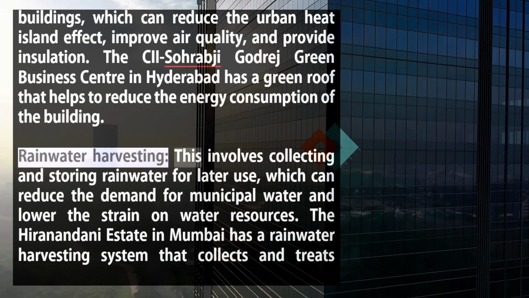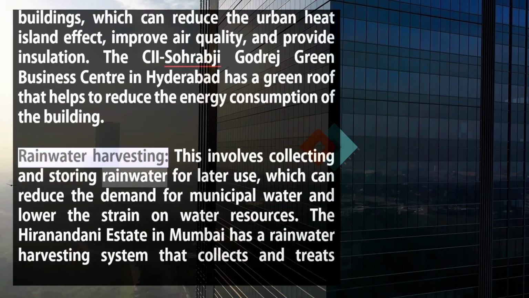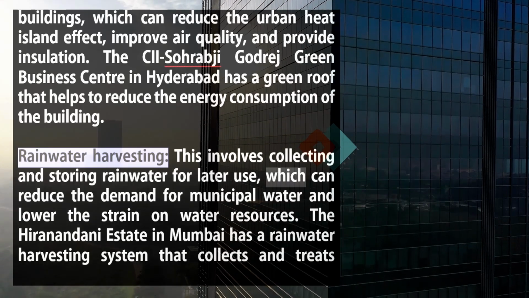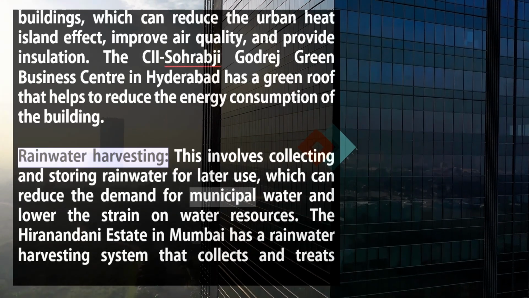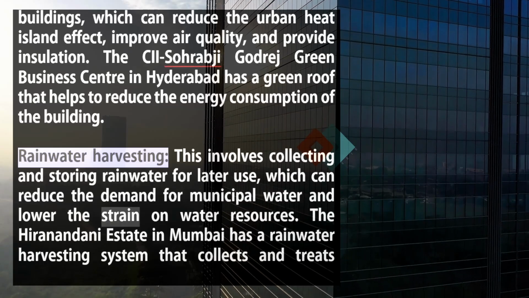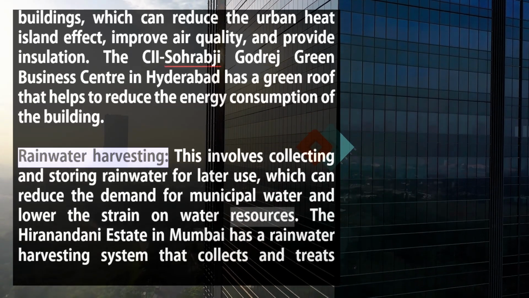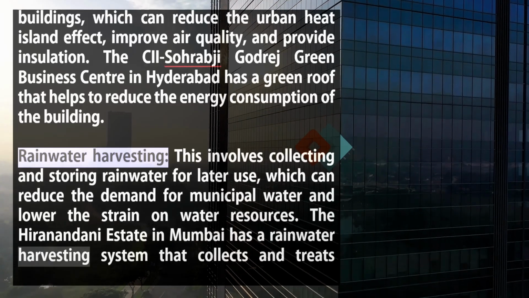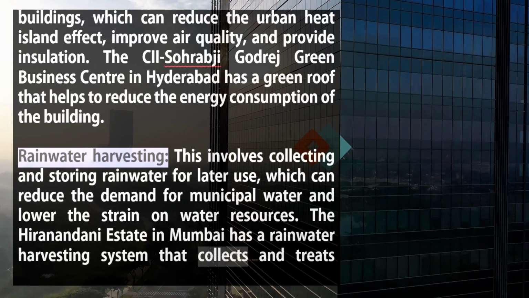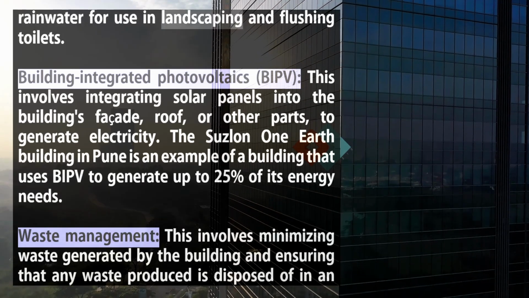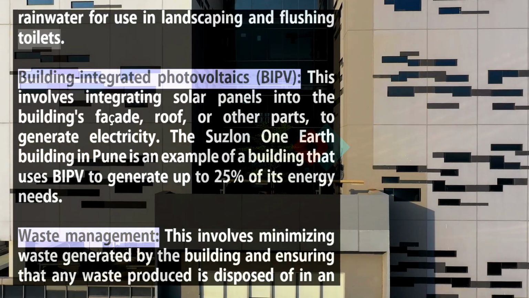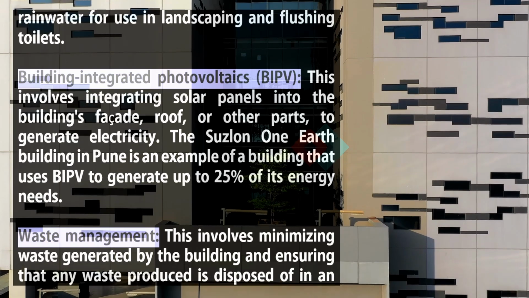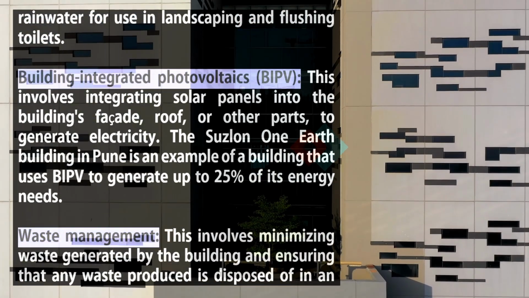Rainwater harvesting. This involves collecting and storing rainwater for later use, which can reduce the demand for municipal water and lower the strain on water resources. The Hiranandani Estate in Mumbai has a rainwater harvesting system that collects and treats rainwater for use in landscaping and flushing toilets.